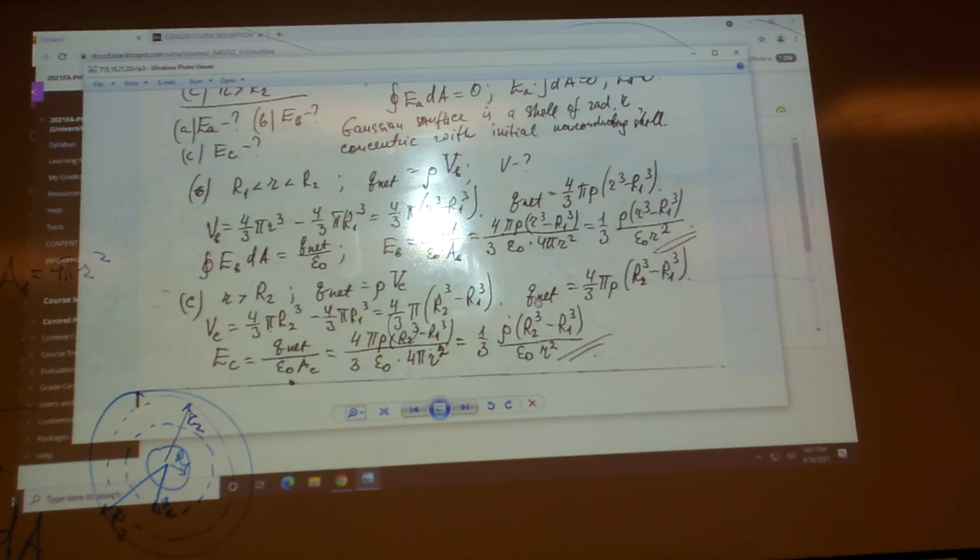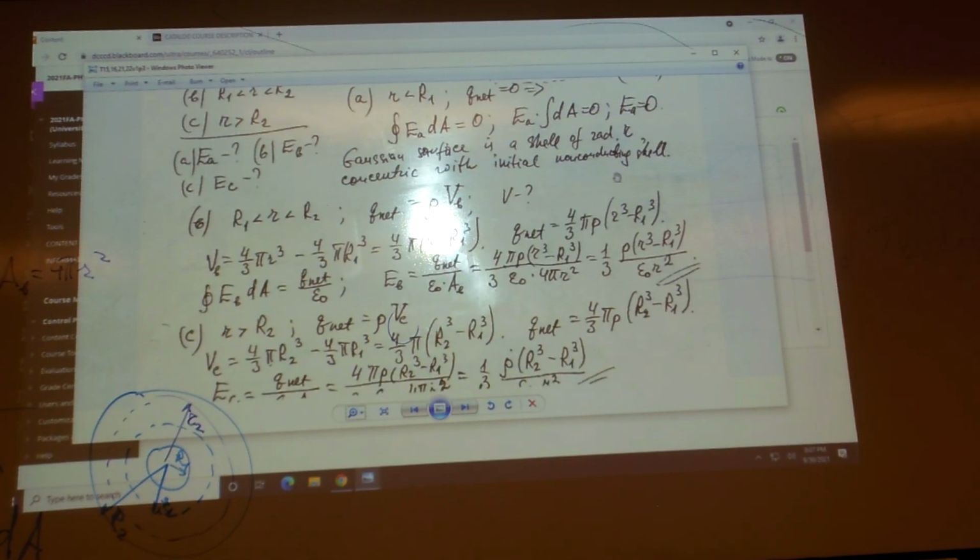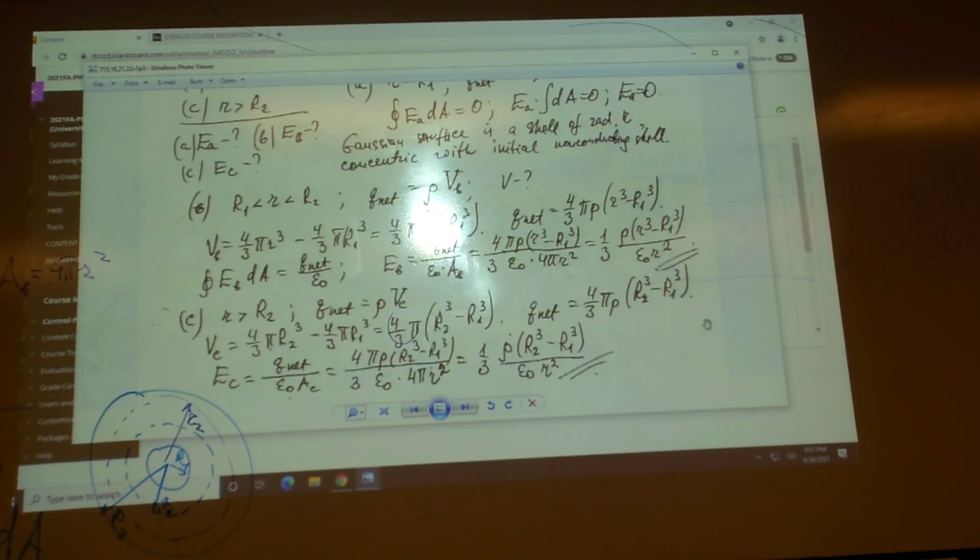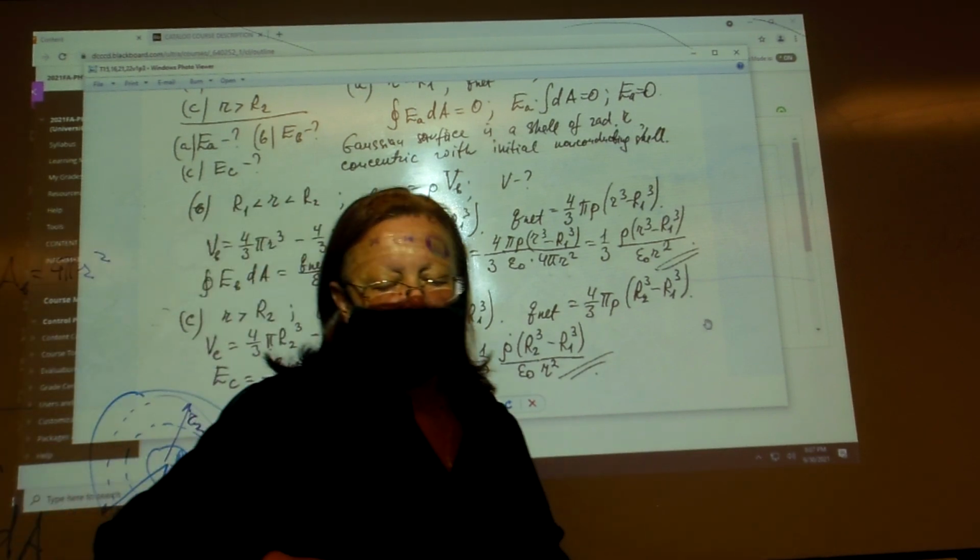And of course, here it could be done in more steps. You might do them at home, so you could write Gauss theorem in this form and write Q enclosed as Q net equals rho times V, and our V is the difference of volumes, and actually here it is written. So that solves our problem.